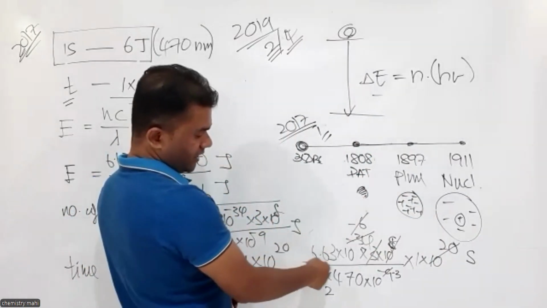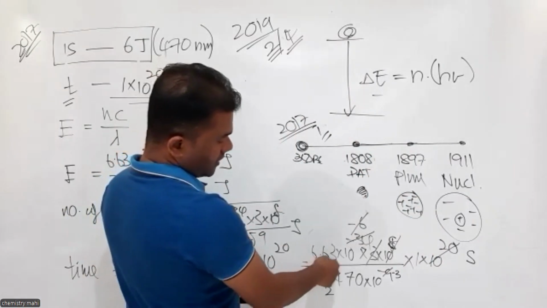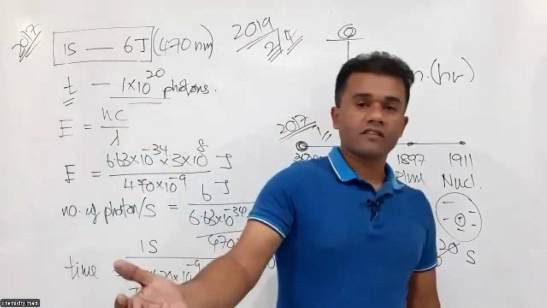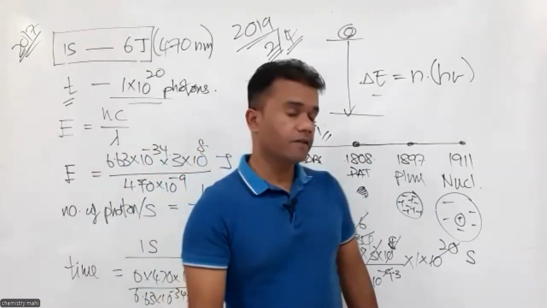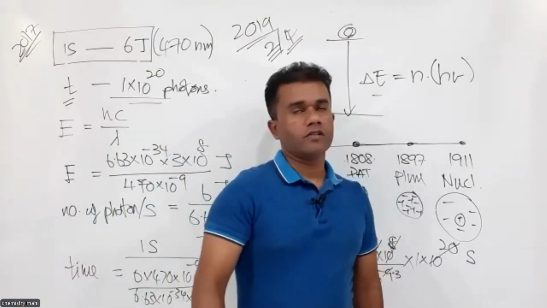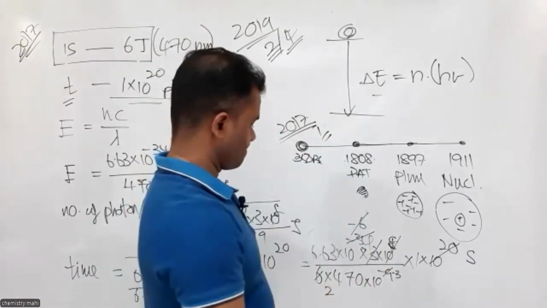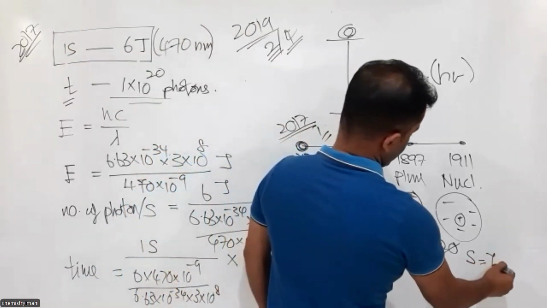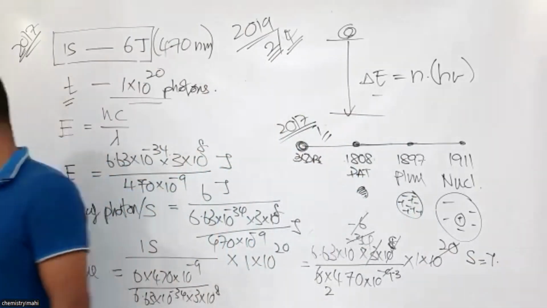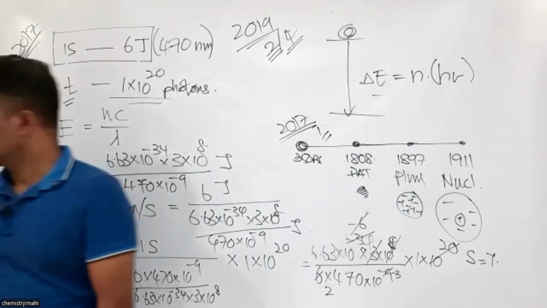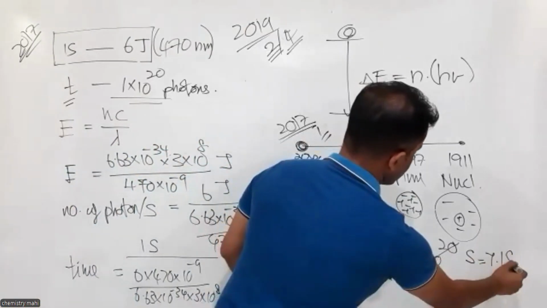Plus 3 means it's like 6,630 divided by 940. 6,630 divided by 940 means it's 7. This is 7 point something actually. Which one is the closest answer for 7? Yes, we have 7.1, second answer. We get 7.1, second answer.